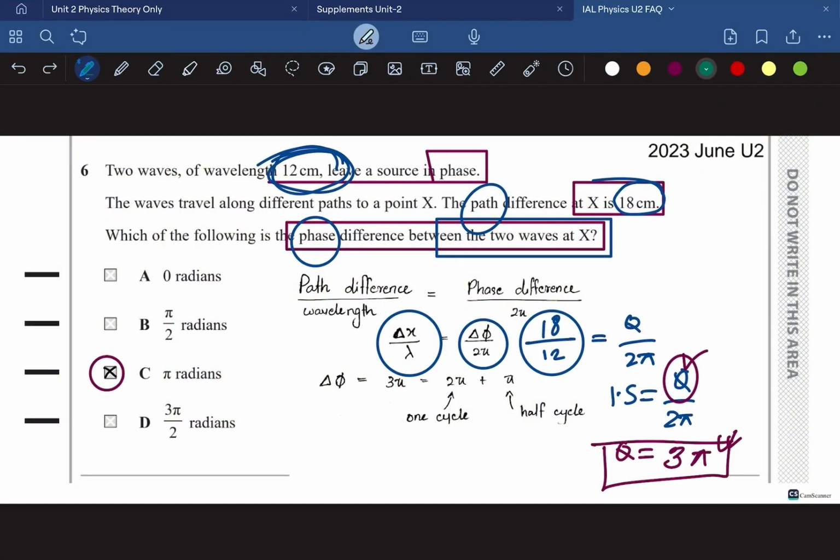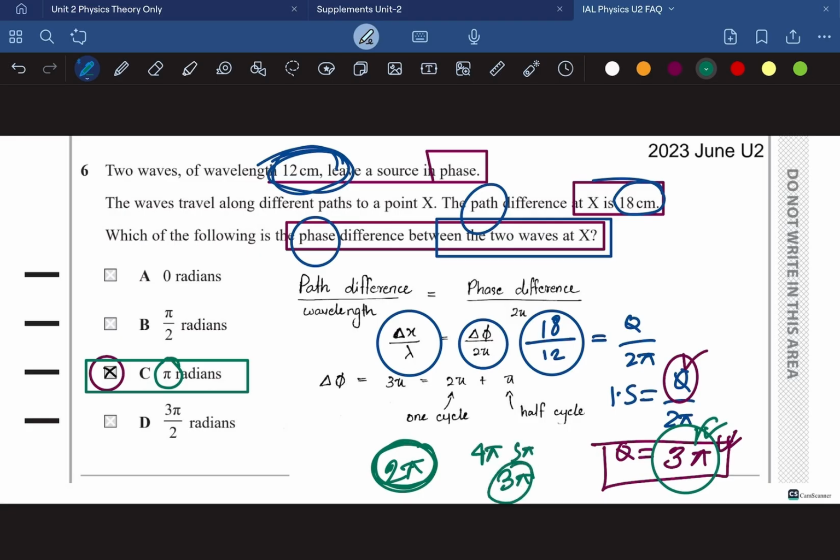But now here we have got the value of phase difference as 3 pi, but our answer is only pi radians. Then why did we write pi radians rather than 3 pi? The reason is that whenever we calculate the phase difference, we will sometimes get a value greater than 2 pi. 2 pi is one cycle, right? Sometimes we will get a value greater than this 2 pi. Let's say it can be 4 pi, 5 pi, or even 3 pi. Now whenever we get a value greater than 2 pi, we will subtract 2 pi from that value.